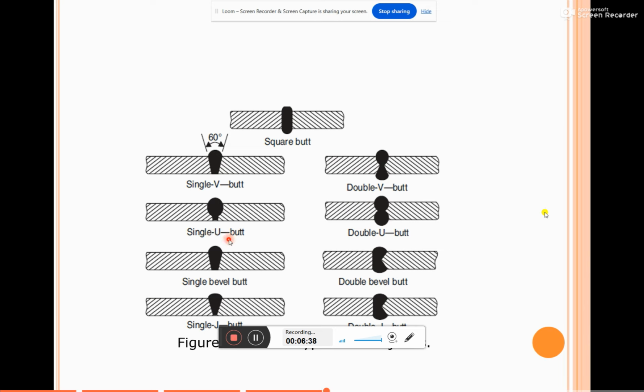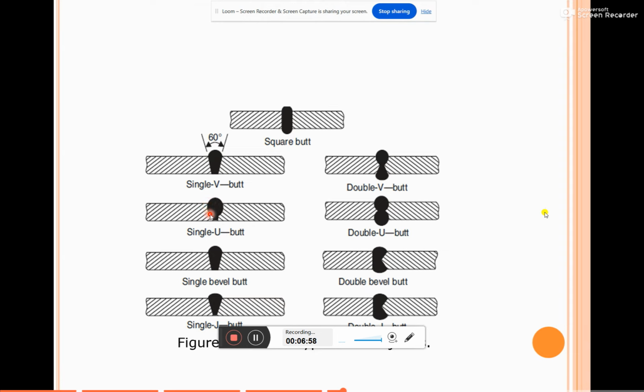So in the single U butt joint, the edges are machined into a U shape. In this single U butt joint, you can see that we'll bevel the workpiece edge in such a way that we machine it into a U shape.